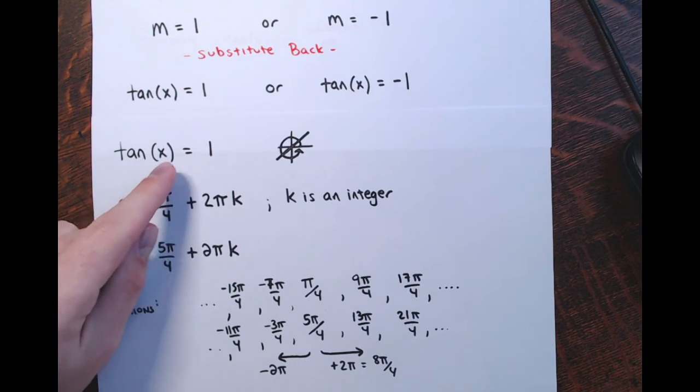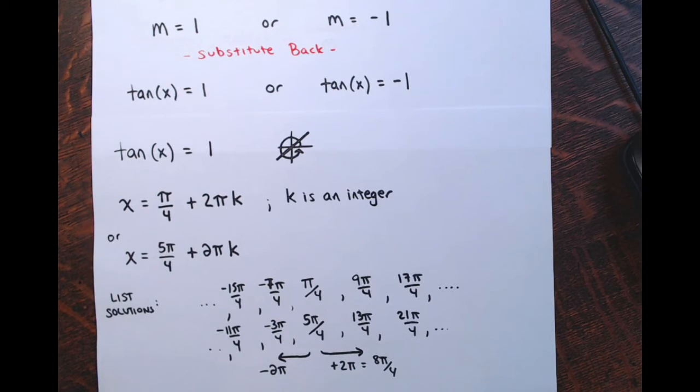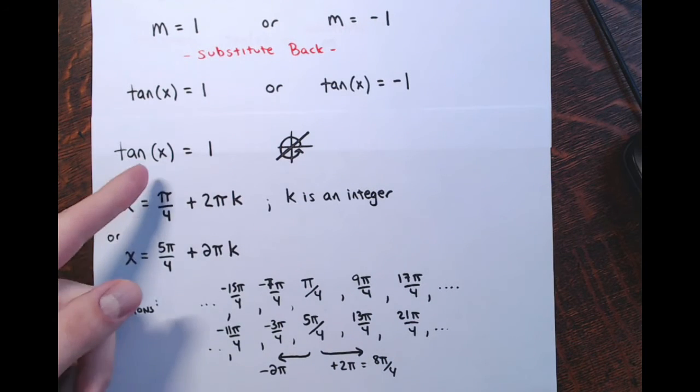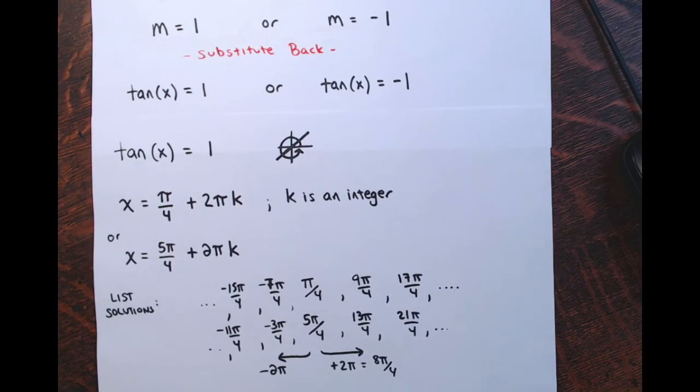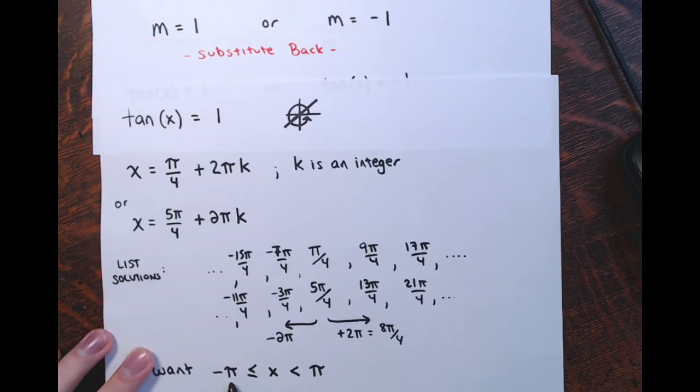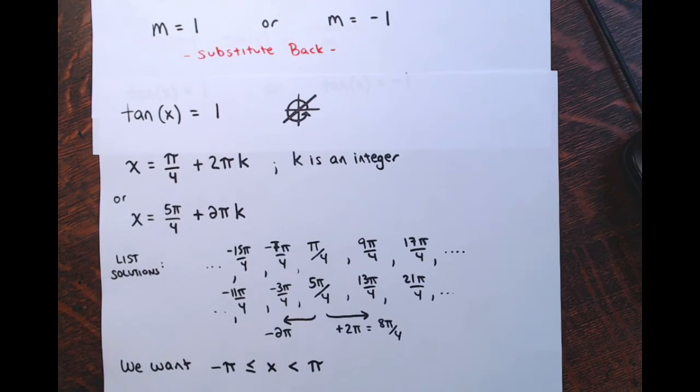When is the tangent of x equal to 1? And these would also be solutions to the original quadratic equation if they're satisfying this one. But remember, they don't want all these solutions. They want the values of x that satisfy this inequality, the values of x between negative pi and positive pi.